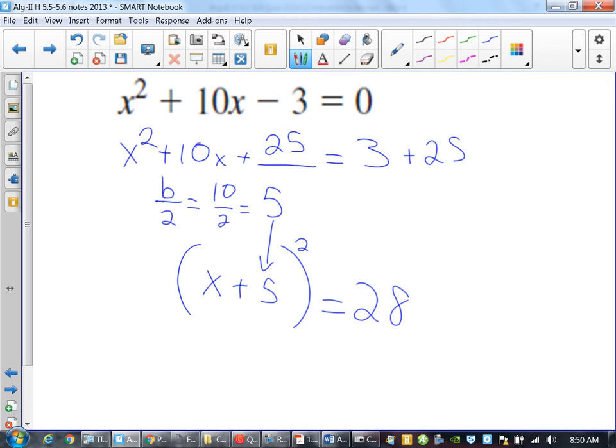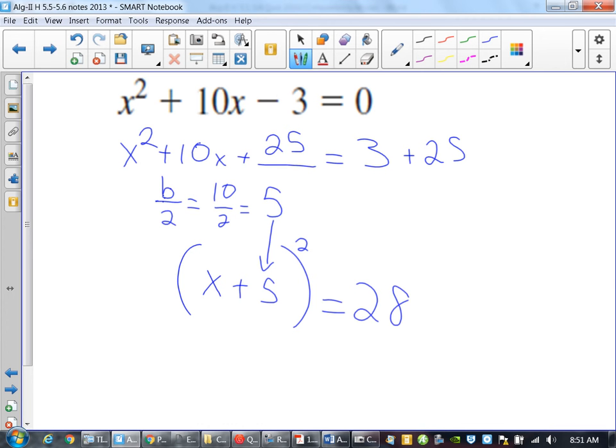And that's how you do it. You take half of b, you square it, and you add it to both sides. Because if I put 25 on one side, to keep it balanced, I gotta put 25 on the other. By taking this half of b term, half of 10 is 5, 5 squared is 25, I can create junk squared. And that's how that works. So then I get the term x plus 5 quantity squared equals 28, which means, what do I do now to solve it?